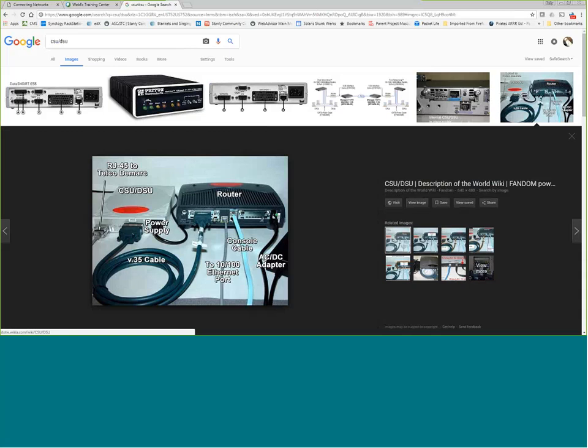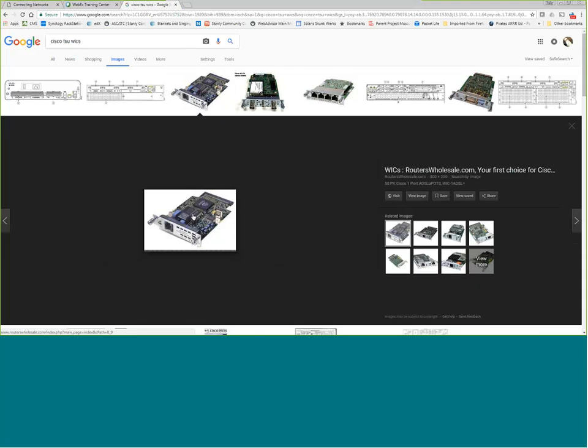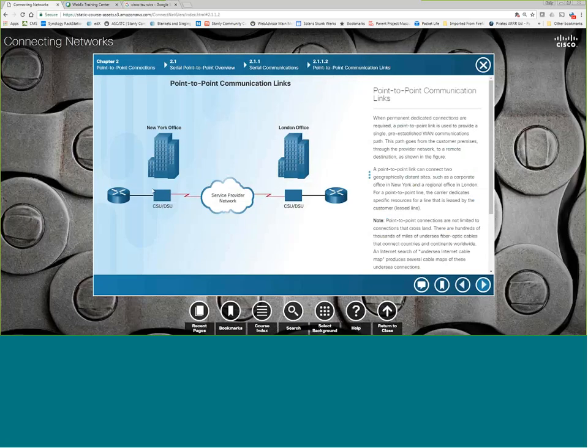These are not that common anymore because now we have Cisco TSU WICs. So you've got a WIC that is a terminal service unit, and you just plug that Ethernet cable directly into it, and then this WIC, which sits inside of the Cisco router, does your clocking for you. But that's what this CSU device is. This is a DCE device, data circuit-terminating equipment, which provides clocking.